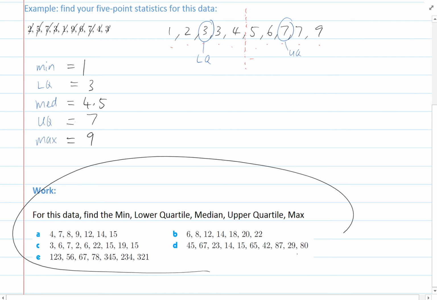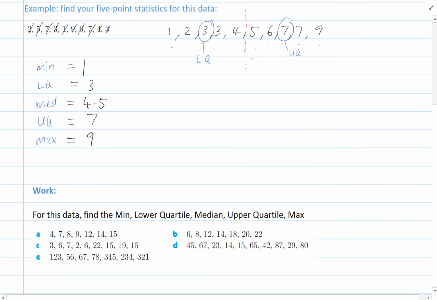I've got some questions for you to practice here, and no answers for these ones, so just check with your neighbours to see whether or not you got them correct.